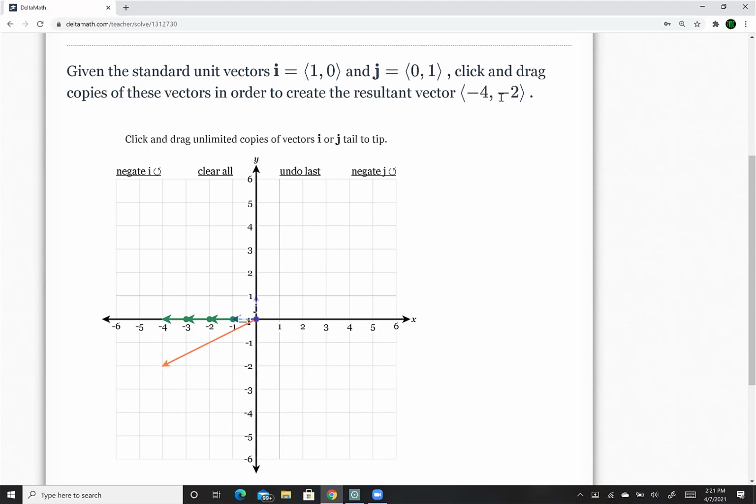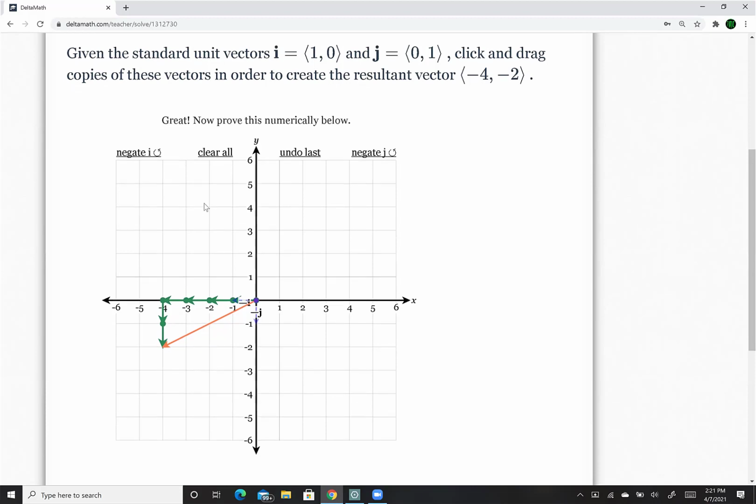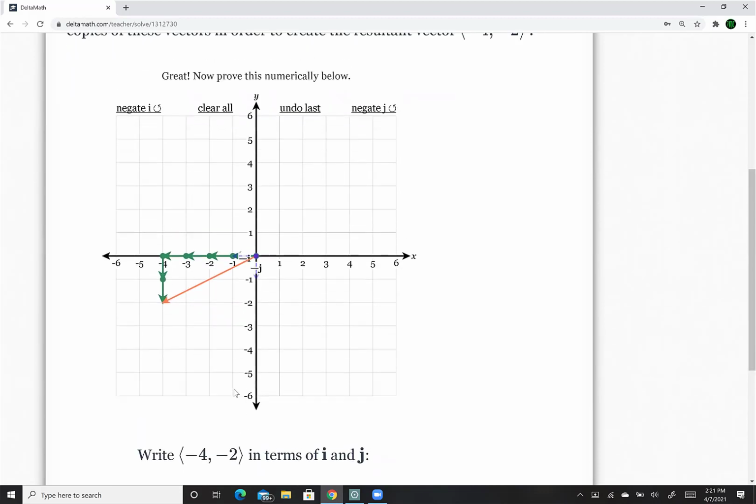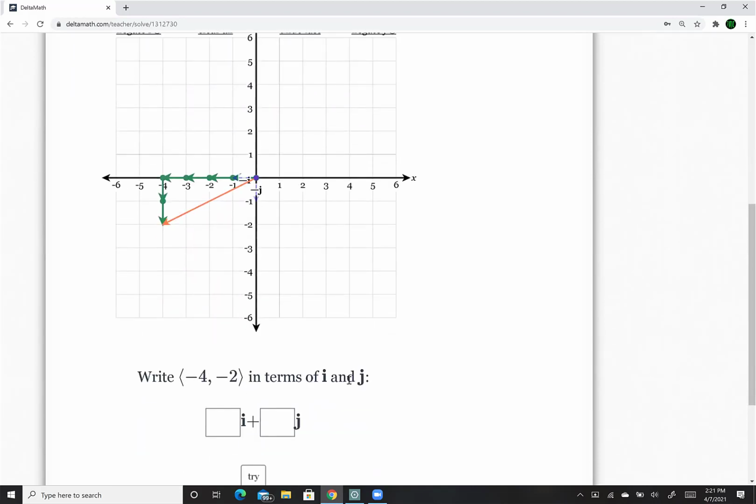Now, how many do I need for the j? I need 2 of those vectors. Of course, I have to negate it. I don't want it going up, I want it going down. So I click negate j. And there it is. I want 2 of those, so I grab 2 of these, 1, 2. And then they're going to make me answer a whole bunch of questions. Write negative 4, negative 2 in terms of i and j.